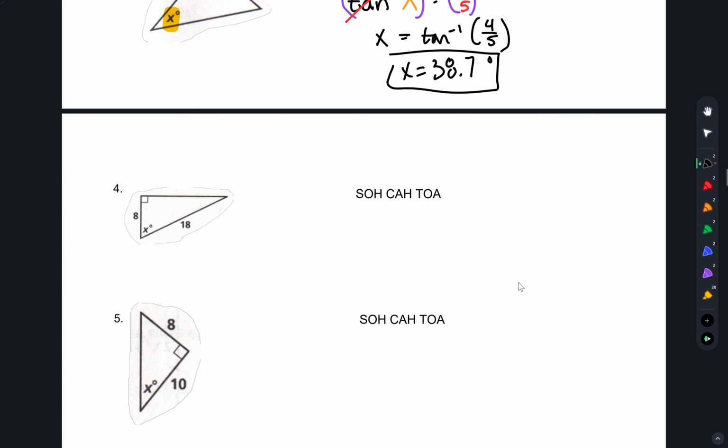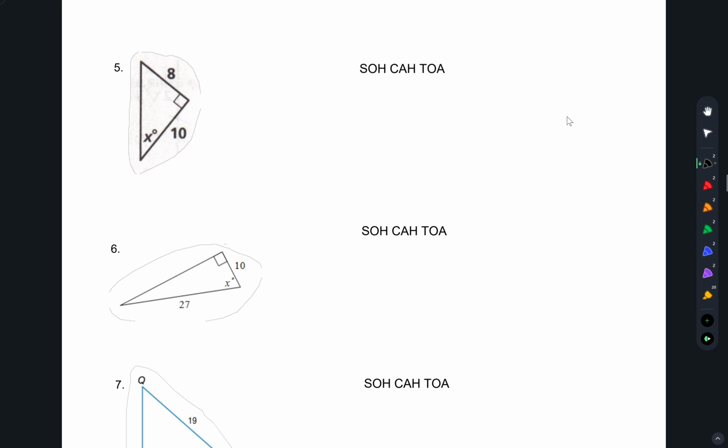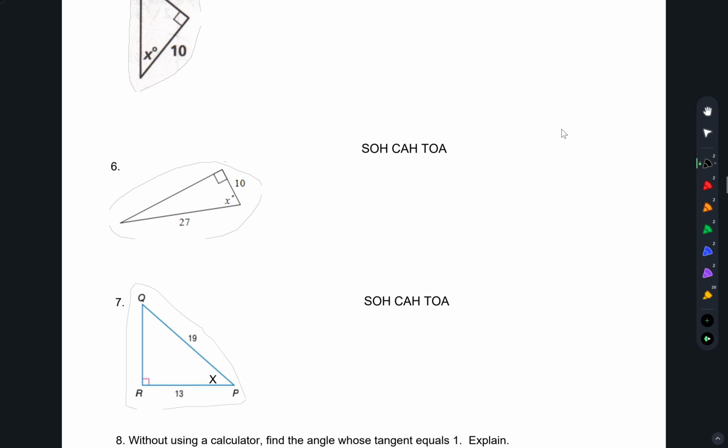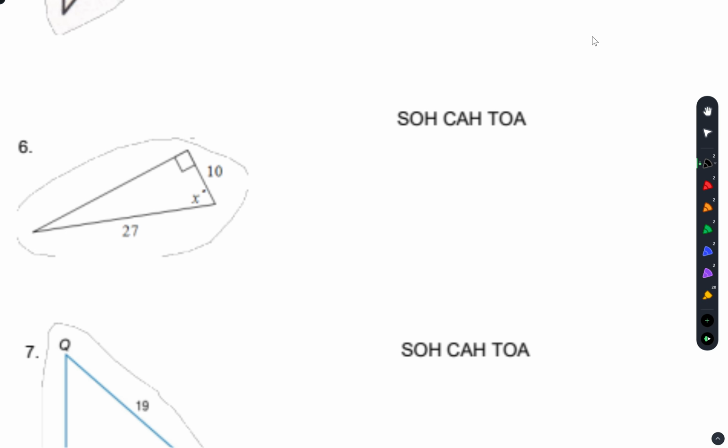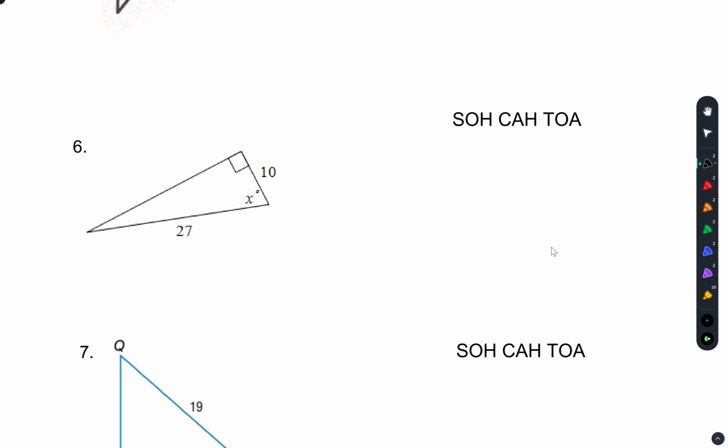Okay, flip it over. We'll just keep going with these ones. Let's do number 6, and then I'll do the last problem and we'll be done. Which trig function do we want to use for number 6? Casper? Cosine. I have the adjacent side here, and I have the hypotenuse side over here. So that's going to be cosine. Cosine of my angle x equals adjacent 10 over hypotenuse 27.